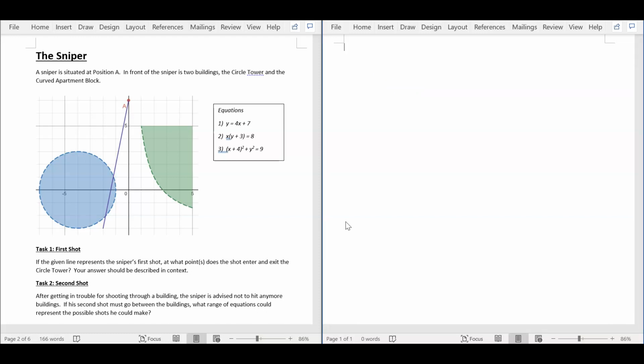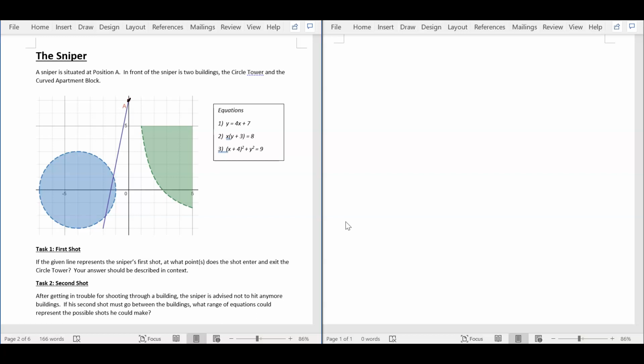A sniper is situated at point A, and we can see that's been labeled up the top over here. And he's in front of two buildings, the circle tower, I'm guessing that's the circled one, and then we've got the curved apartment block, I'm guessing that's the curved one over there.